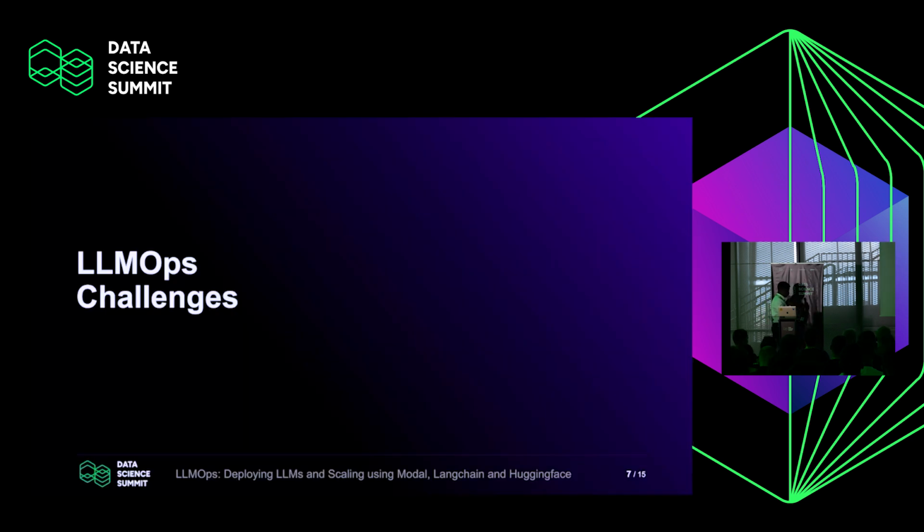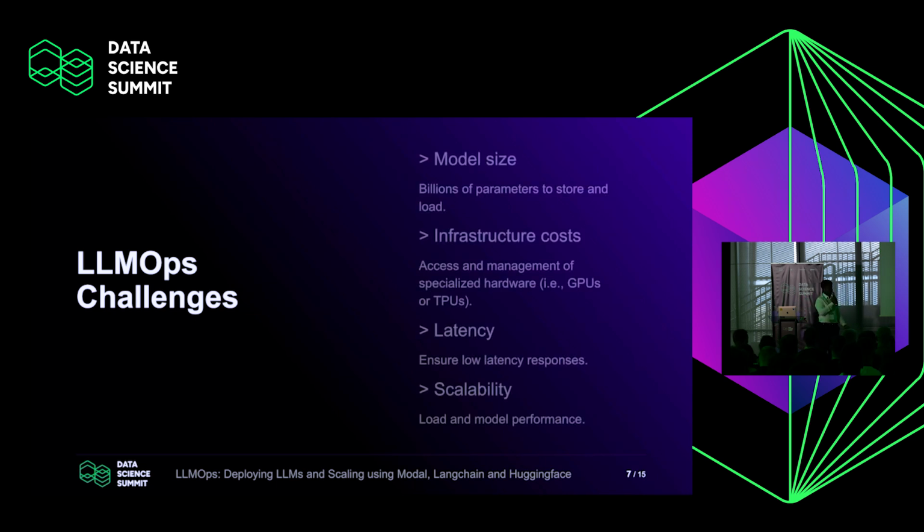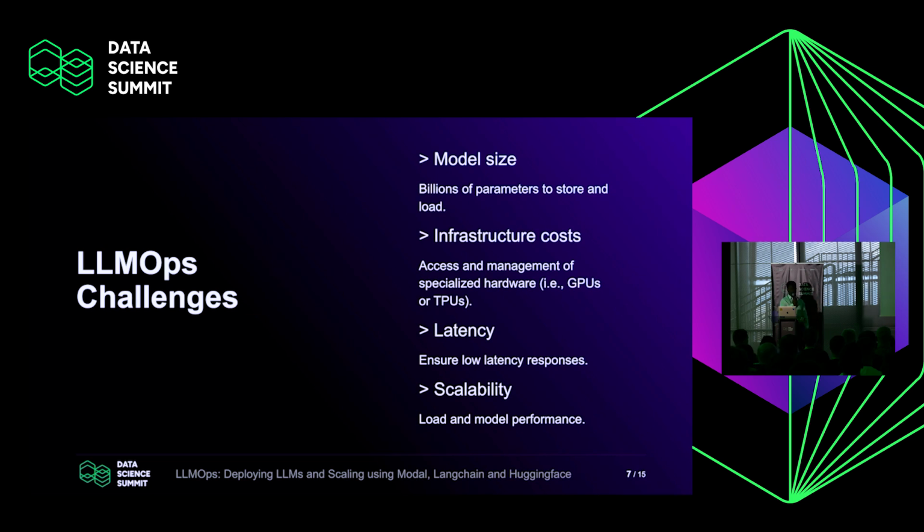Now, what are some of the key challenges that we have with large language models, or even just foundation models in general? First one is model size. These models are very, very large. We are talking billions of parameters. A small model with 7 billion parameters takes about 14 gigabytes of RAM to run. So storing and loading these models to memory is very expensive, which brings me to infrastructure costs. Having access to specialized hardware, because these models run on specialized hardware, GPUs, TPUs, and so on, is very hard, especially nowadays where we have only a few players within the hardware space.